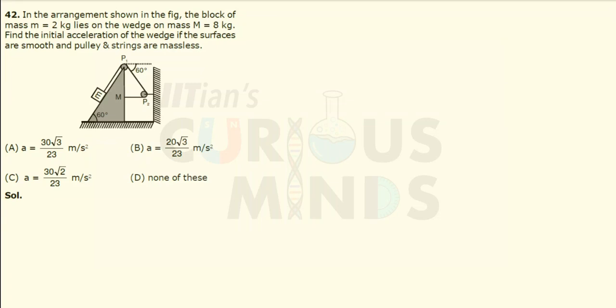A small block m slides on a larger block of mass capital M. Okay, it is in the form of a wedge. So we have to calculate the acceleration of the wedge, that is the acceleration of the larger block capital M. Let us first mark the tension.